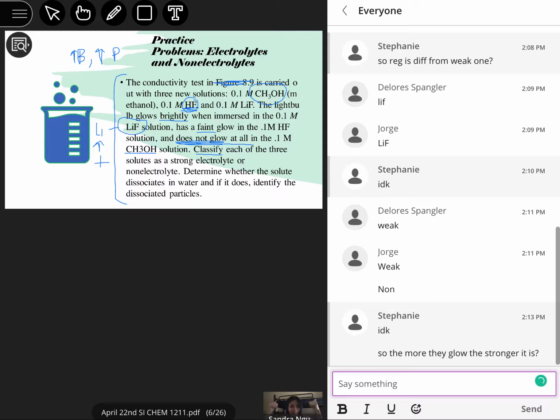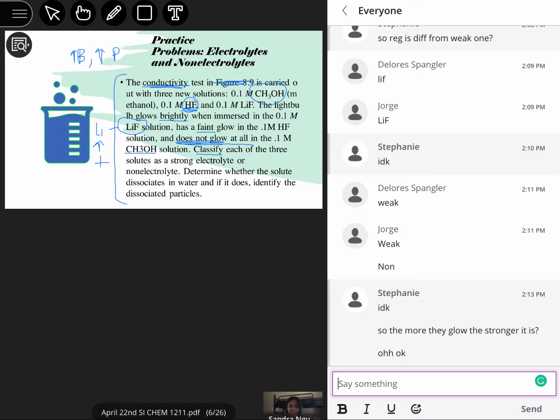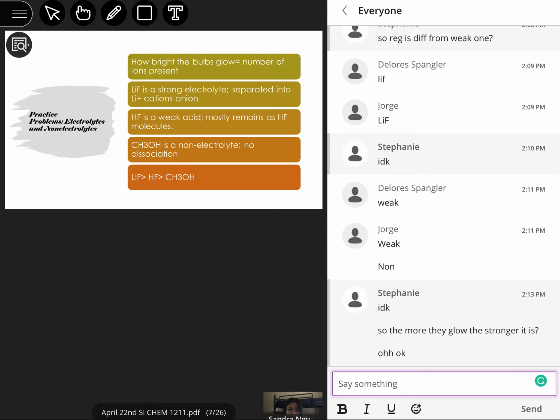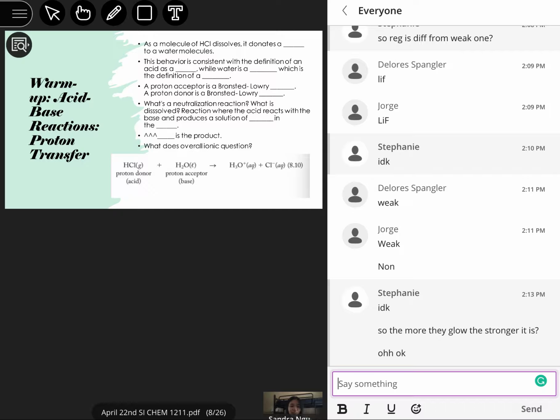So, do we agree with that? Do we all understand this? It's just the brightness: the brighter it is, the stronger it is. For this one, that's all the information they give you. It's a conductivity test, so that's the only way you would measure how strong it is. That's pretty much it. Is that okay? So it looks like a big paragraph, but it's pretty easy. Okay. These are the answers: LiF is the strongest, then HF, and then CH3OH. So it's pretty easy, I think. And then we can keep going.